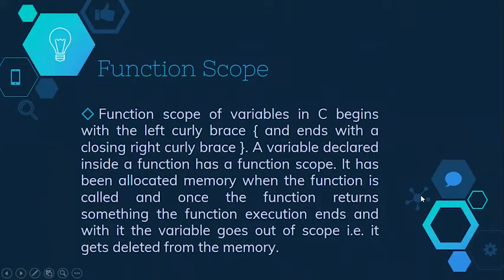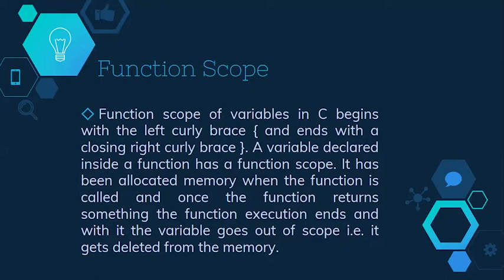So function scope of a variable in C begins with a left curly brace and ends with a closing right curly brace. A variable declared inside the scope has a function scope. It has been allocated memory when the function is called, and once the function returns something, the function execution ends, and with it, the variable goes out of scope. Alright.